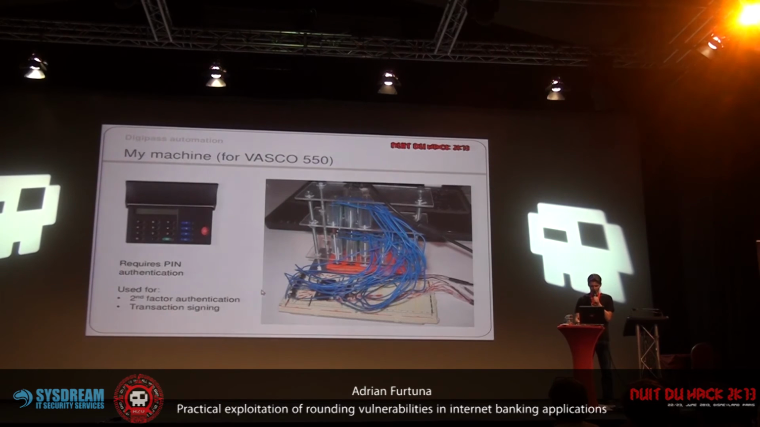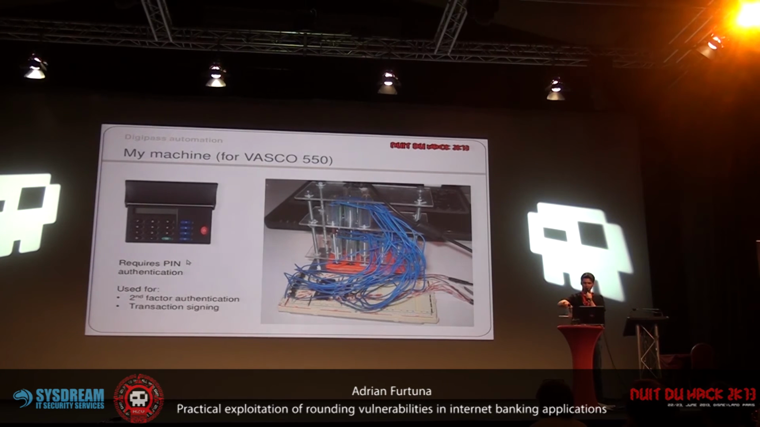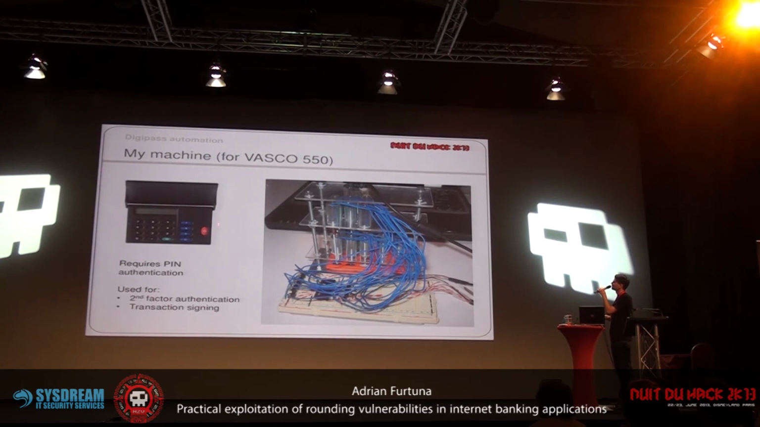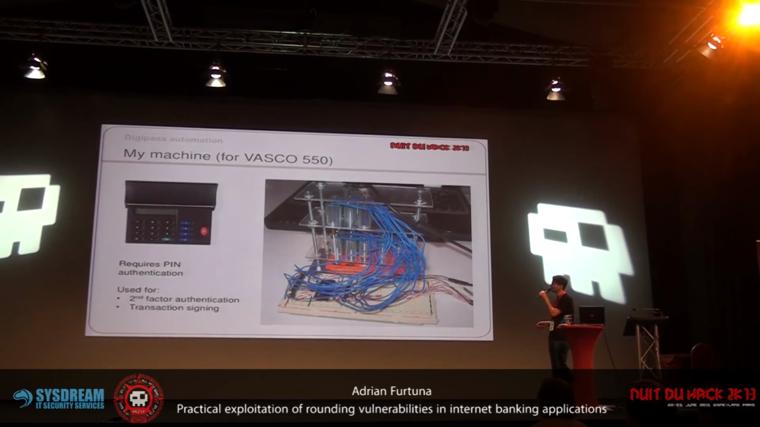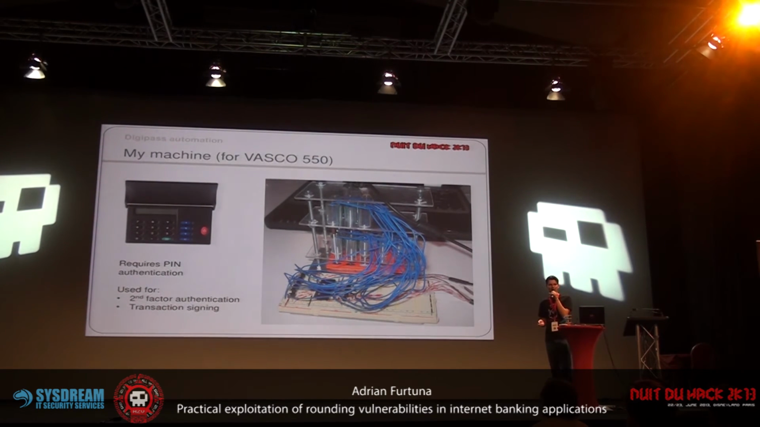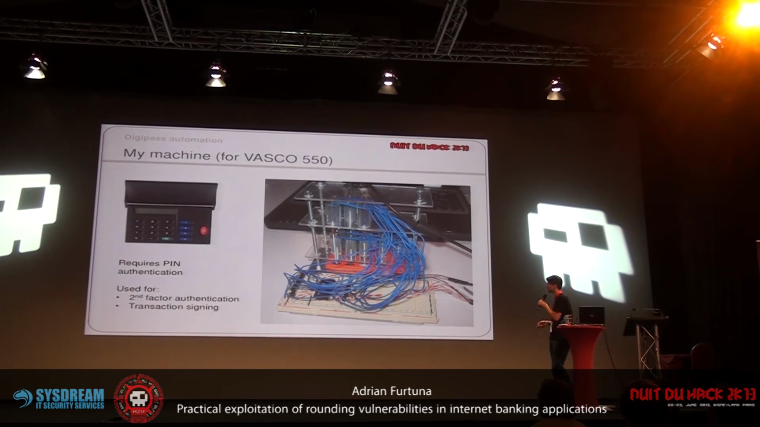And this is my machine that you can see here. This is for a little bit more complex Digipass device. It's called Vasco 550. This device, in order to do something, requires first a PIN code that you must enter, press the equal sign, and then you have two options. You can identify yourself, or you can sign transactions. In order to sign transactions, you must input the challenge code and wait for the answer.